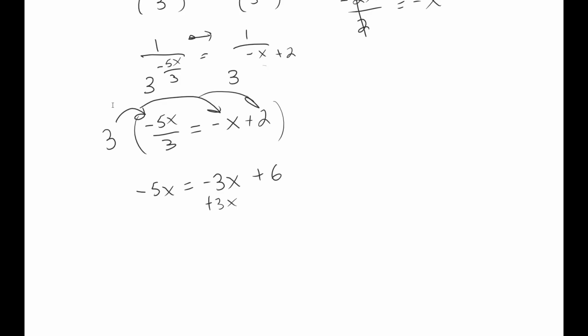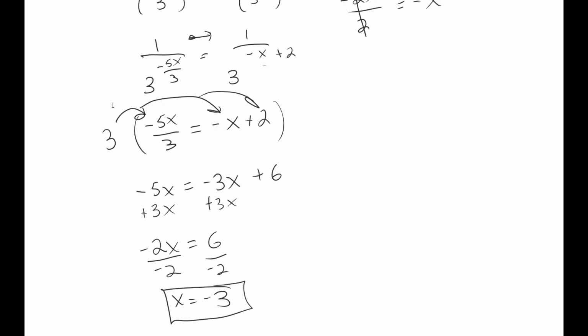I'm going to add 3x to both sides to bring together our common terms, and that's going to give me a negative 2x is equal to 6, and then divide by negative 2, which leaves me with x is equal to negative 3. And that is the solution that we are looking for.